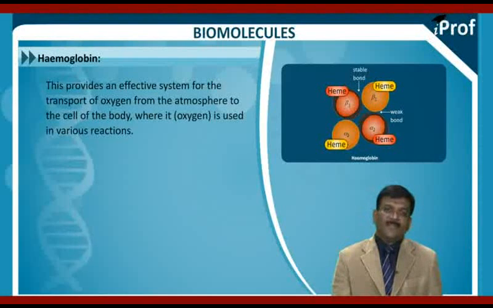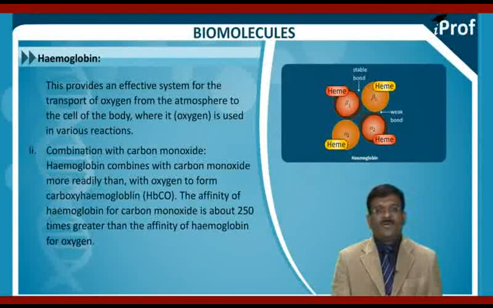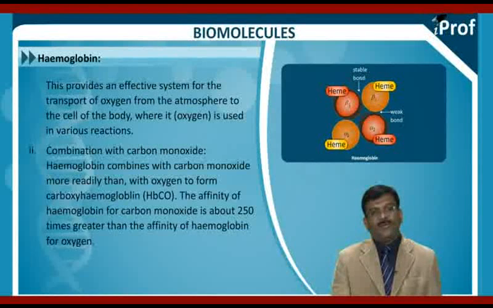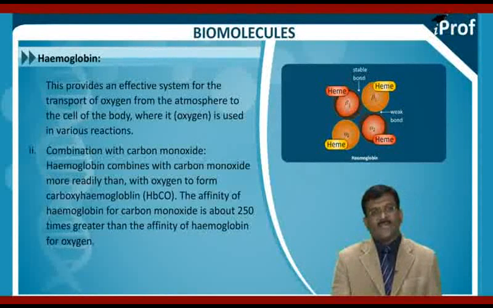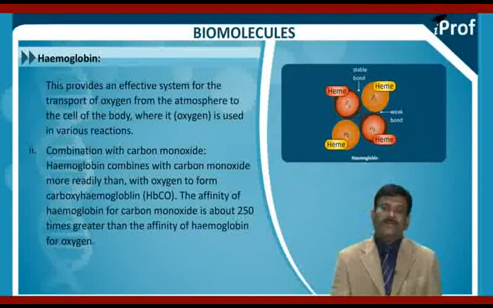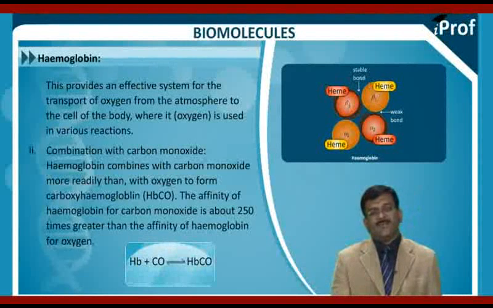Now next is combination with carbon monoxide. Hemoglobin combines with carbon monoxide more readily than with oxygen to form carboxyhemoglobin, that is HbCO. The affinity of hemoglobin for carbon monoxide is about 250 times greater than the affinity of hemoglobin for oxygen. The reaction is Hb plus CO, reversible, gives HbCO.